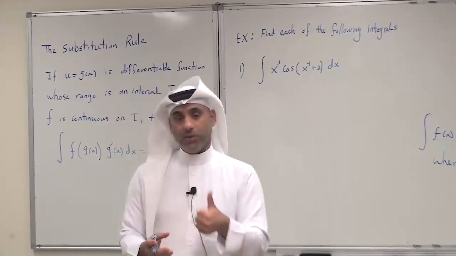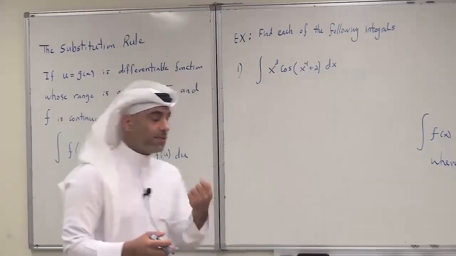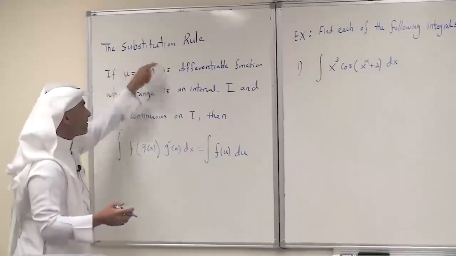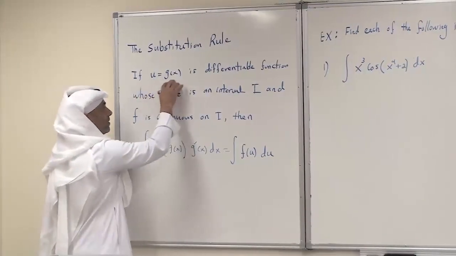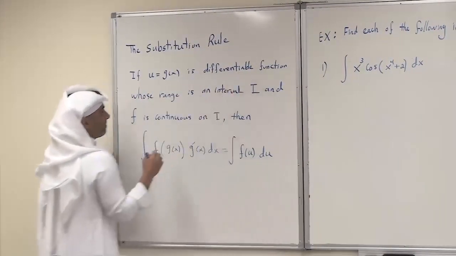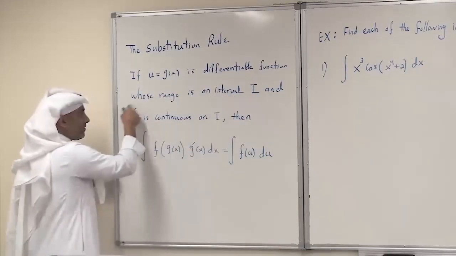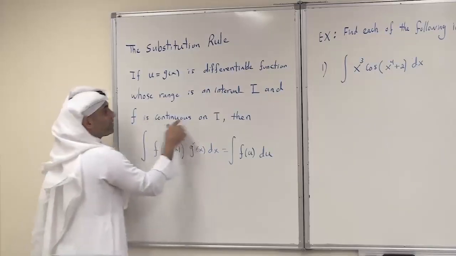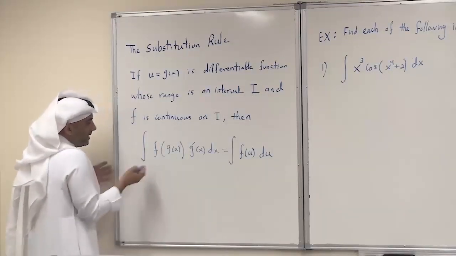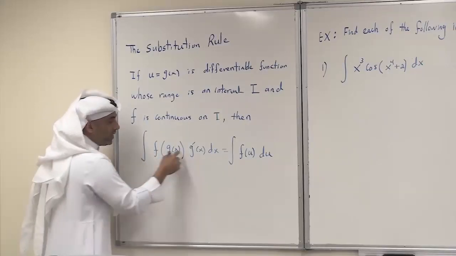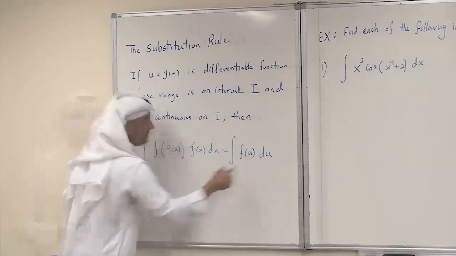One interesting rule that will help us to find antiderivatives is called the substitution rule. What is the substitution rule? Simply it says, if u is equal to g of x, a differentiable function whose range is an interval I, and f is a continuous function over the range I, then we have the following: the integral of f of g of x times g prime of x dx is simply equal to the integral of f of u du.